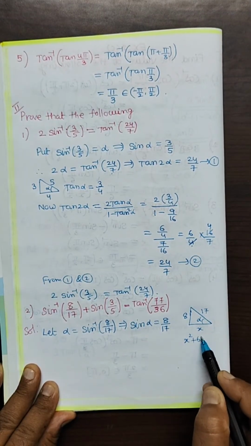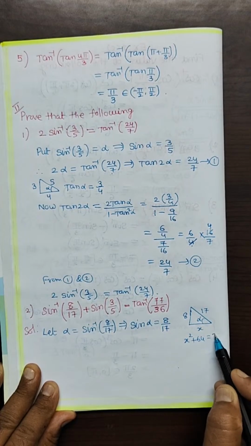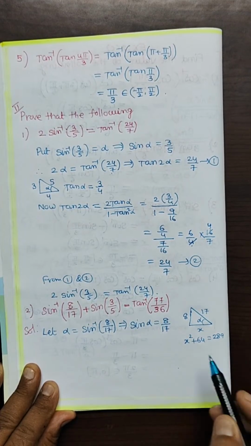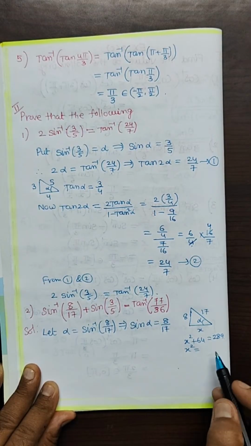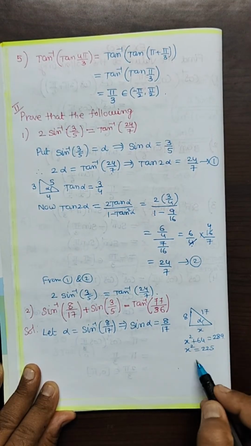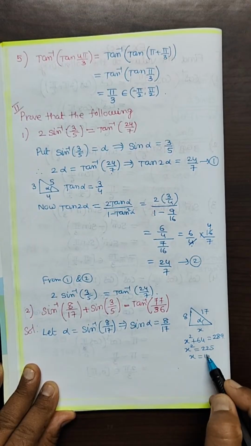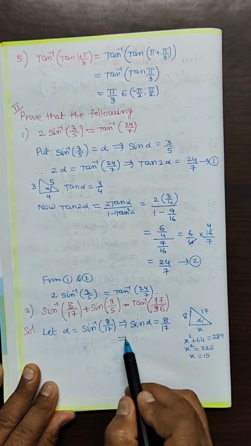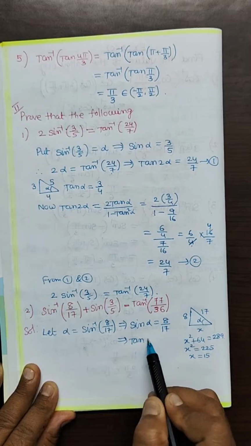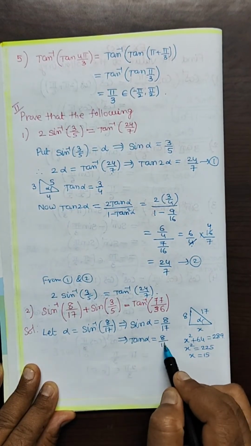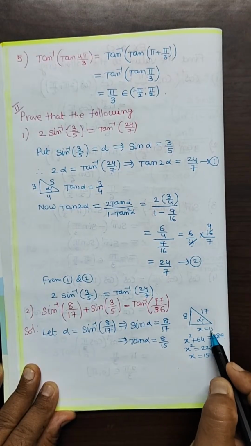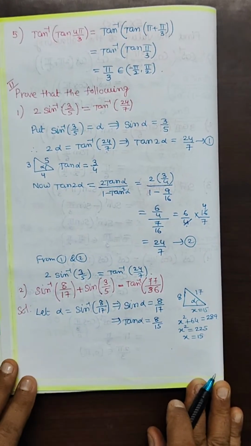x square plus 64 is equal to 17 square, 289, no. So x square is equal to 289 minus 64, which is 225. So x is equal to 15 itself now. So from this, tan alpha is equal to 8 by 15. Okay, dear students, I hope you understand.